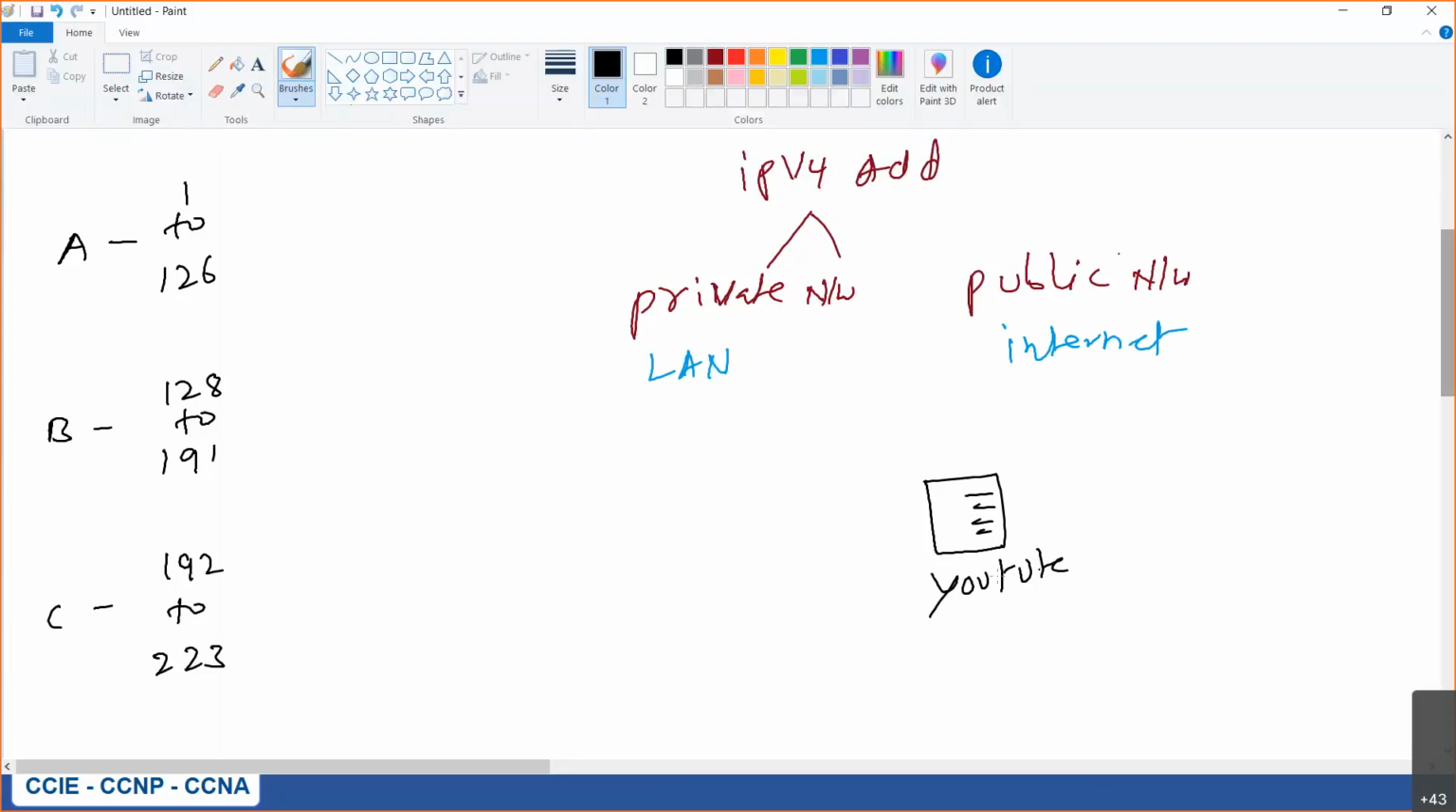General example, you have a YouTube server. So who can access the YouTube server? I can open YouTube. You can open. Everyone on the planet can open, right?